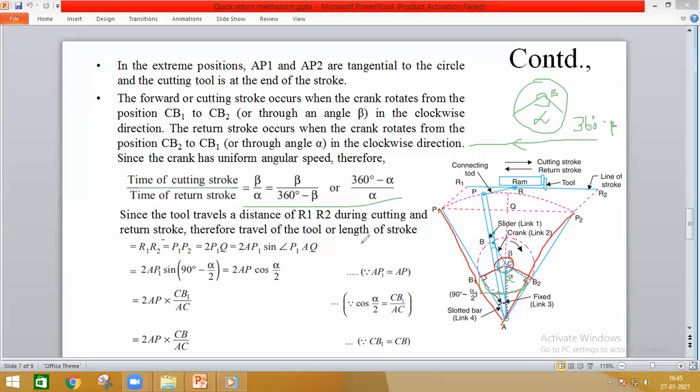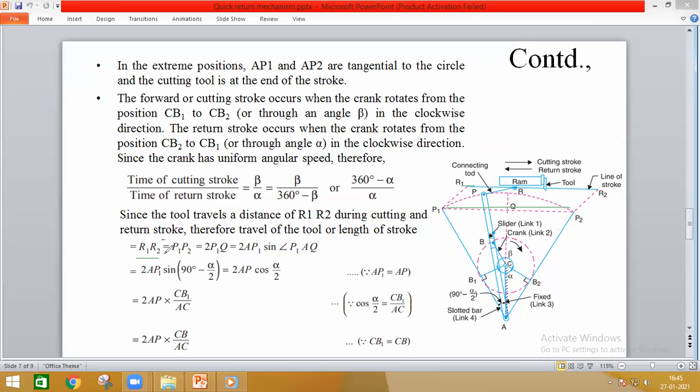Since the tool travels a distance r1 to r2, the travel of tool or length of stroke. If we want to calculate the length of stroke, that means r1 to r2 or the travel of tool, anyway the tool has to move from r1 to r2. So this will be calculated by the below expression. The length of stroke is equal to r1 to r2, so left extreme position to right position, is equal to p1 to p2, because look here, r1 r2 is parallel to P1 and P2. So these two lengths are equal.